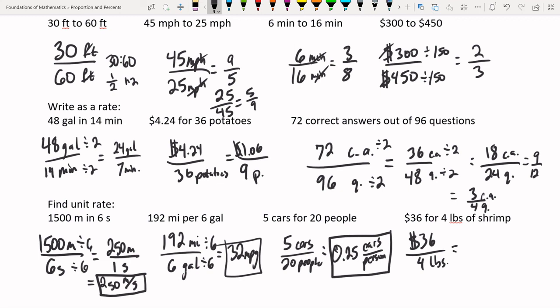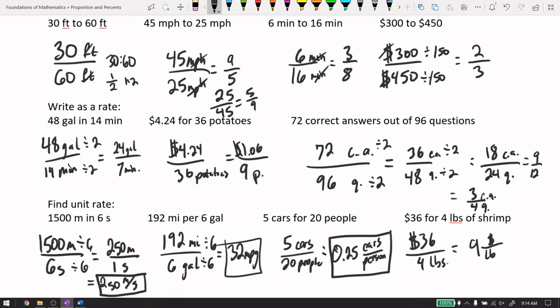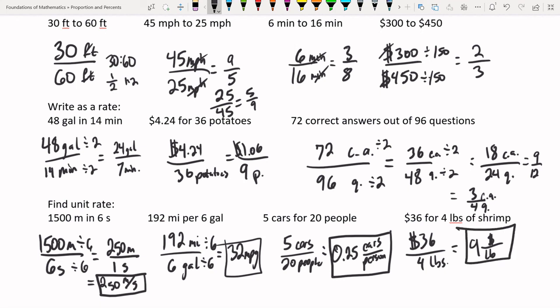$36 for 4 pounds. So what's the dollars per 1 pound? Well, we just divide 36 by 4. It gives us $9 per pound. I should just say pound. That is the dollar rate for a single pound rather than just for 4 pounds.